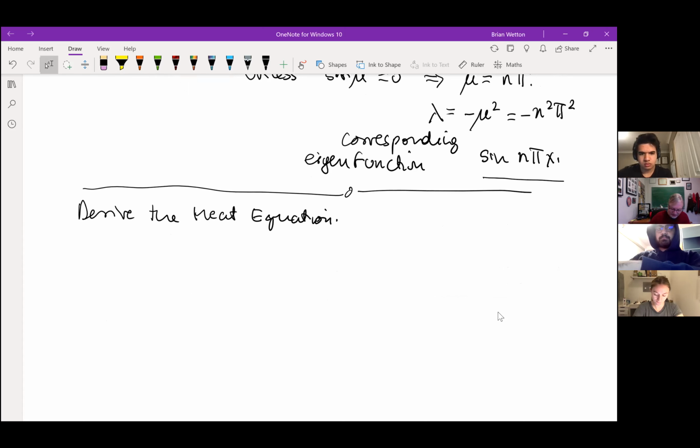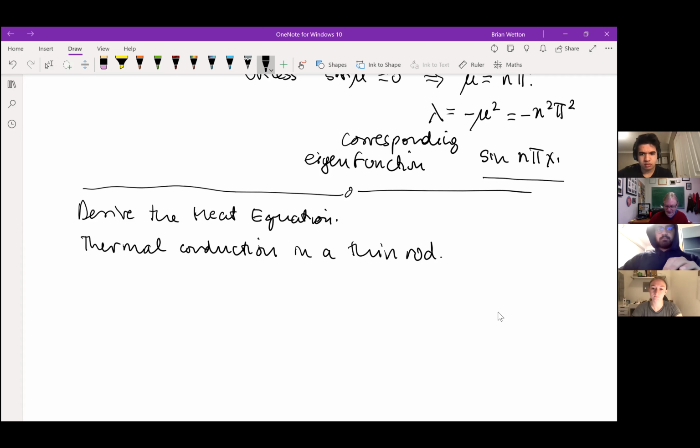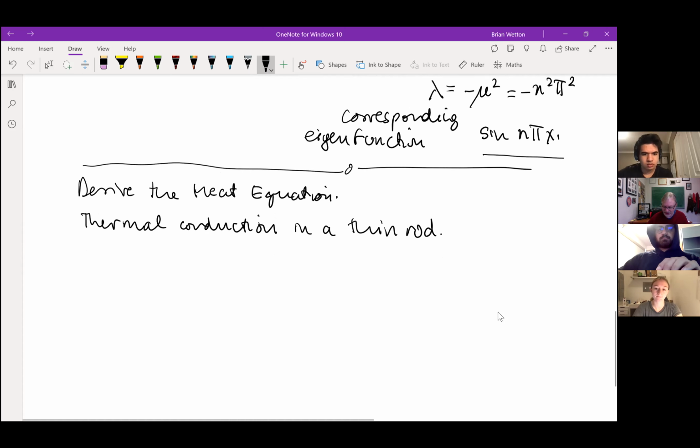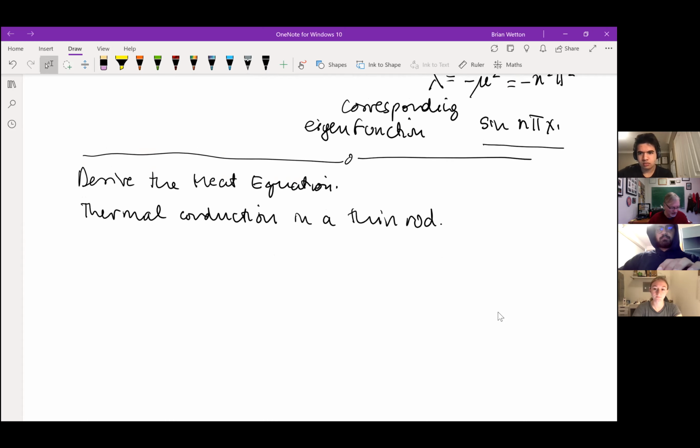So I'm going to derive it from thermal conduction in a thin rod. And there are posted notes. I'm going to add some volumetric heating to it, so that I'm going to get a forced heat equation. So there's going to be an F in it that wasn't there before.